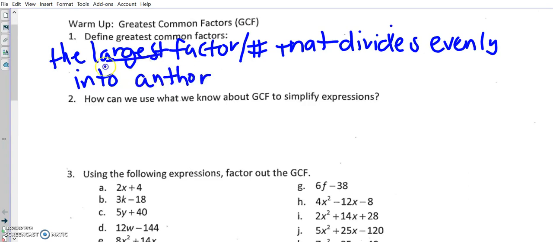But I want you guys to go ahead and underline largest. Another, I can't even spell. Go ahead and fix that.